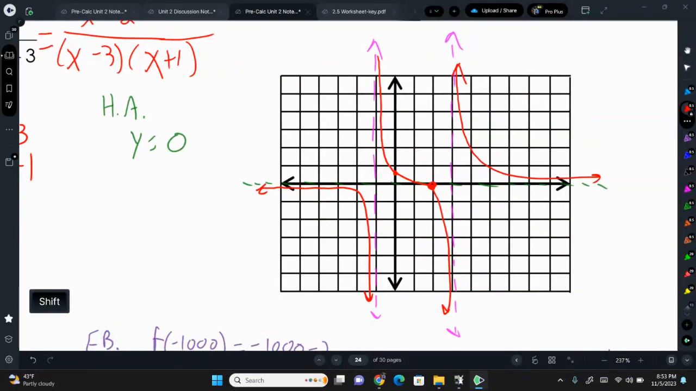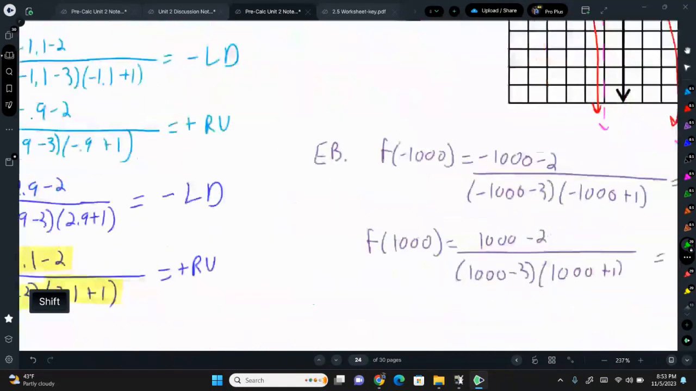So you may notice something right here. We crossed our horizontal asymptote. Our horizontal asymptote was at y equals 0, but our x-intercept was 2, 0. So we crossed the asymptote right here. And that is why you have to do the vertical behavior and the end behavior as well. All right, last one.